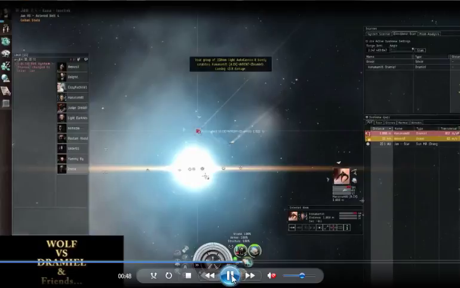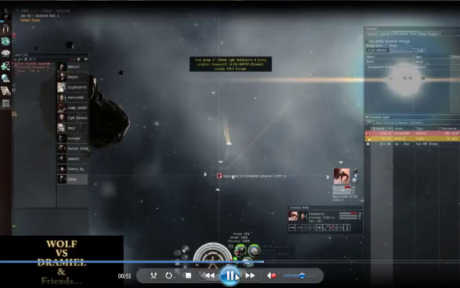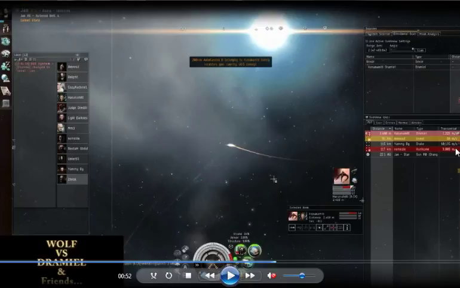Got a scram. One small little nitpick I would make here is the Dramiel's well within scram range here. No need to keep that scram overloading. All right? Now, I want you to pay attention to distances here. Look at the distance of the Dramiel. The Dramiel obviously has the speed advantage. You see, the transversal gives you an idea of the Dramiel's speed. He's probably going about 1.5 at least, and probably more like 2K a second.